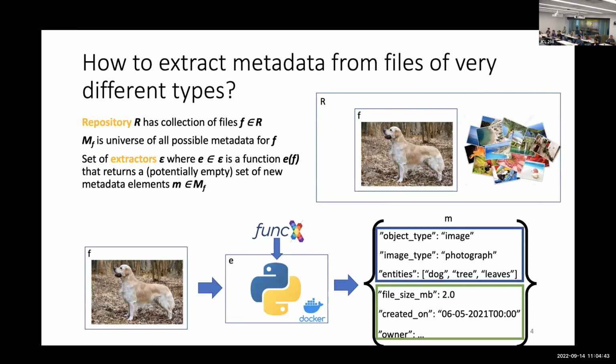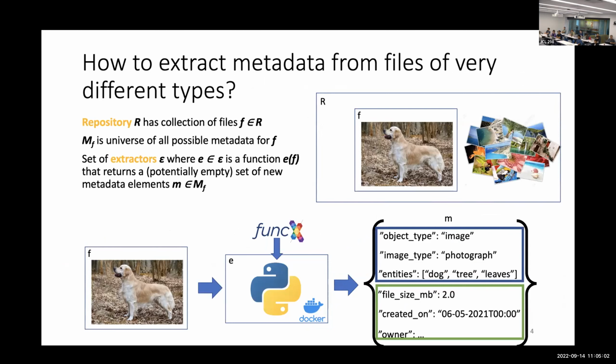The focus here is science data. You have a repository, a collection of files. There's metadata that you can pull out from the files. And an extractor, to speak in technical terms, is like a Python function that has dependencies that you can use to just pull information out of a file. Input file, output metadata, right?